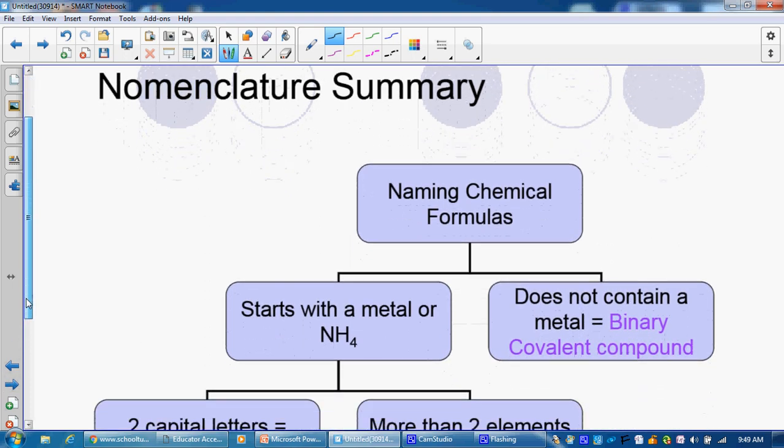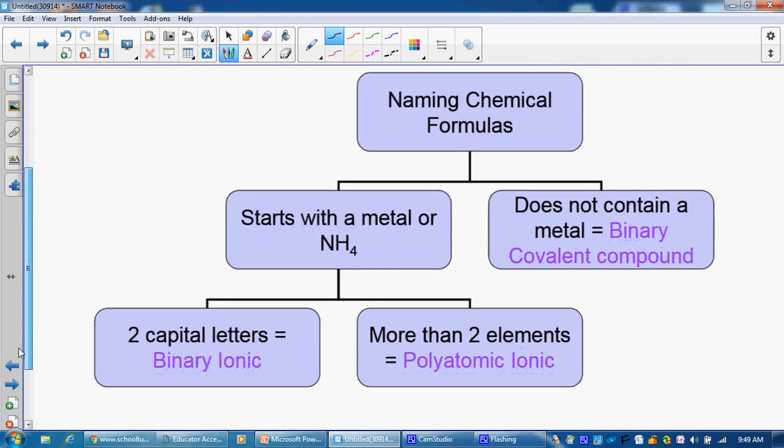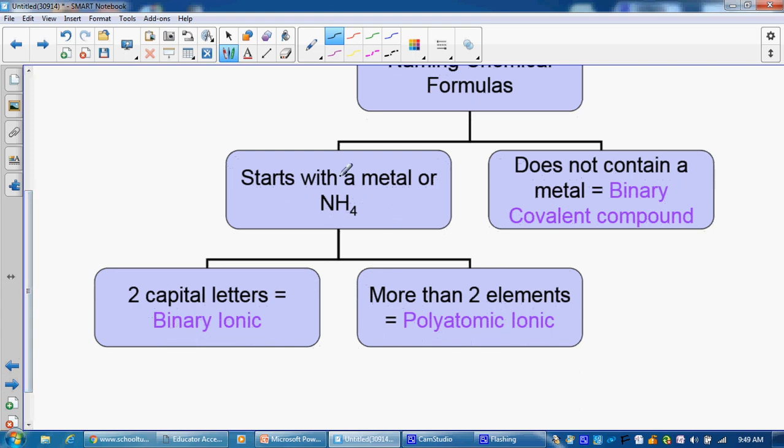So here's a quick little chart just kind of summarizing things up. If we start with a metal or ammonia, it's binary, ionic, we're going to have 2 capital letters. If it's polyatomic, we're going to have more than 2 elements. And if it does not contain a metal, then we know it's going to be covalent.